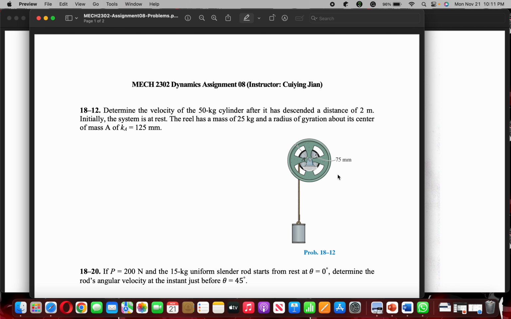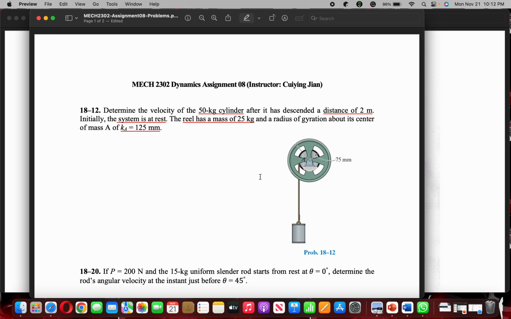The question 1812, it says determine the velocity of the 50 kg cylinder after it has descended a distance of 2 meters. Initially, the system is at rest. The reel has a mass of 25 kg and a radius of gyration about its center of mass A, kA, equal to 125 millimeters.